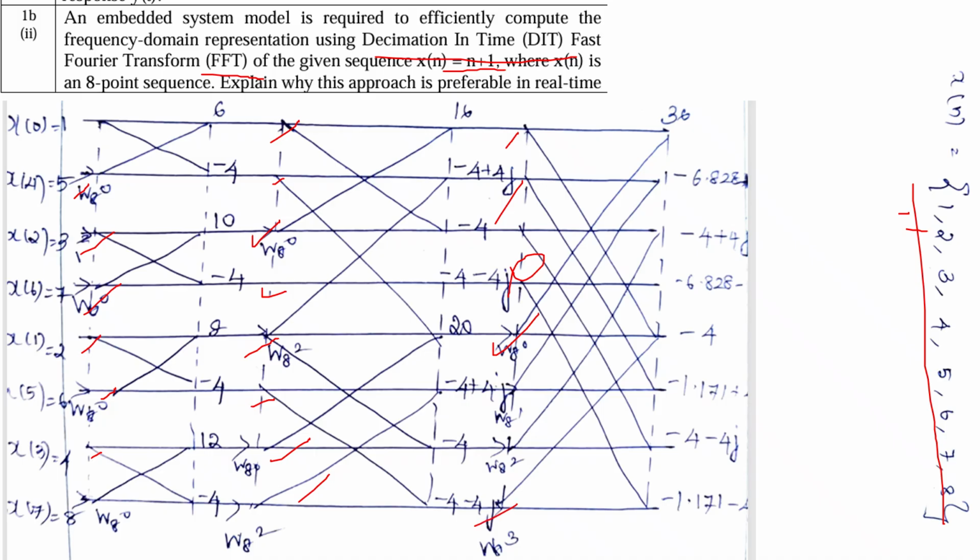So how will you multiply? In this case, you have to multiply W8^0, so 1 only. Okay, here W8^0, W8^1, again W8^0, W8^2. Here we will multiply W8^0, W8^1, W8^2, W8^3, right? And further, how will you solve? The inputs we already got: 1 2 3 4 5 6 7 8, so just put them here, and the bit reversal output will be there, right? So here we are actually putting the bit reversal values.